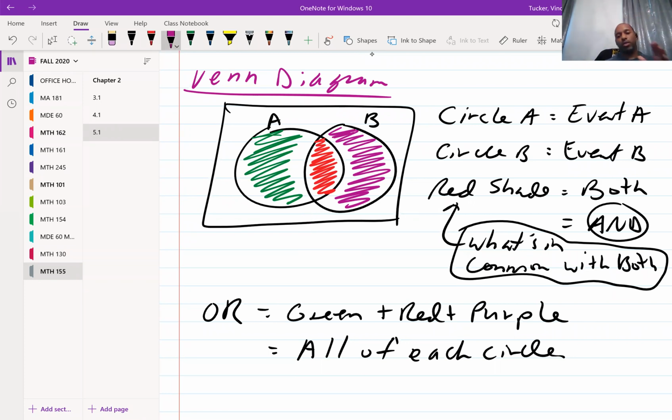All right. Any questions on the differences between "and" and "or"? Making sure we're all right.